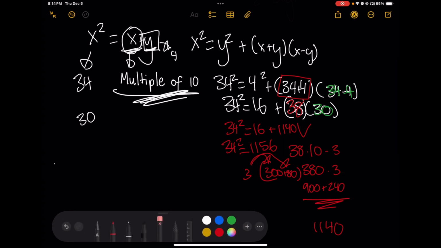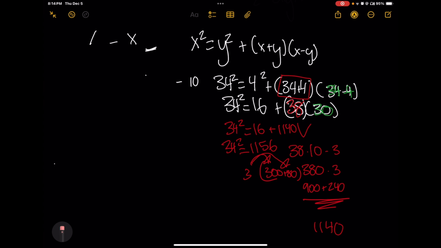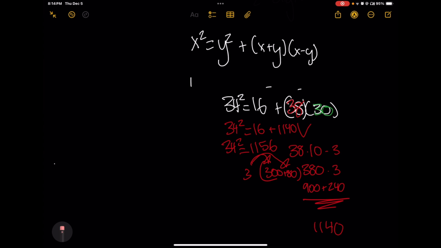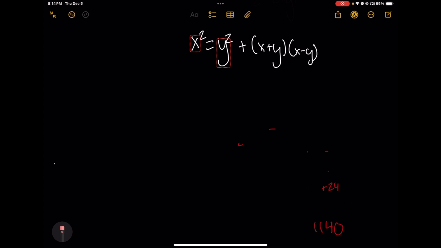Okay, let me delete all of this, but leave the equation up there. So you can pretty much see this is a very nuanced equation. It has a very specific use. But it's not only for two-digit numbers.